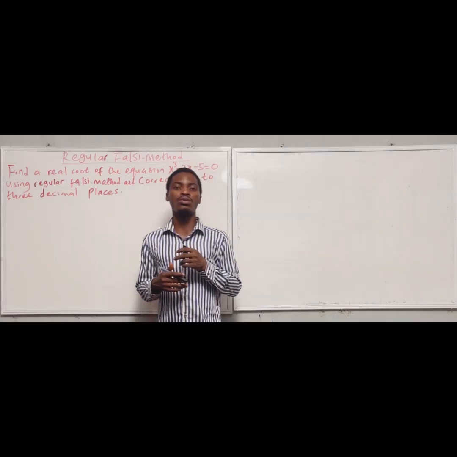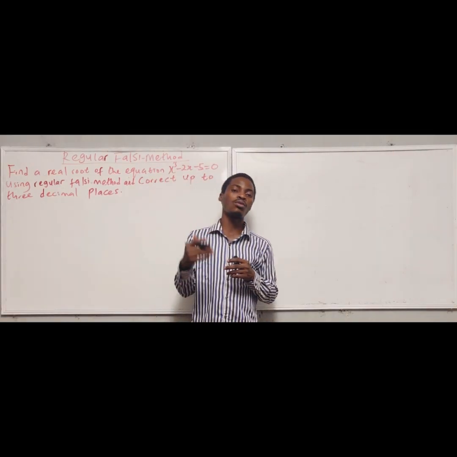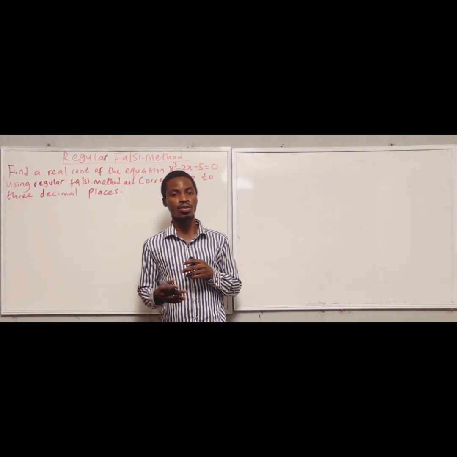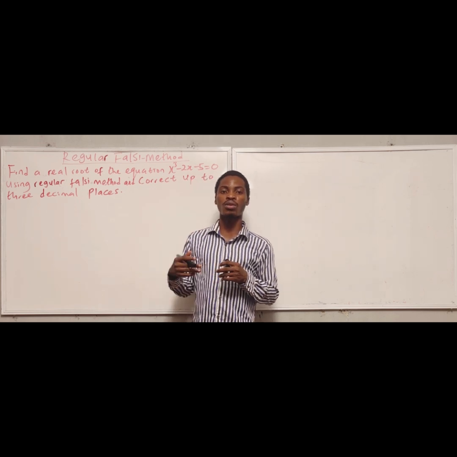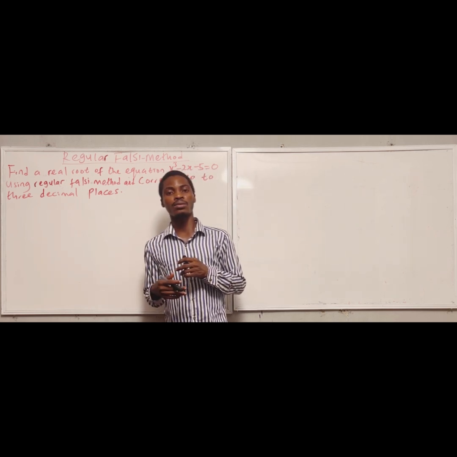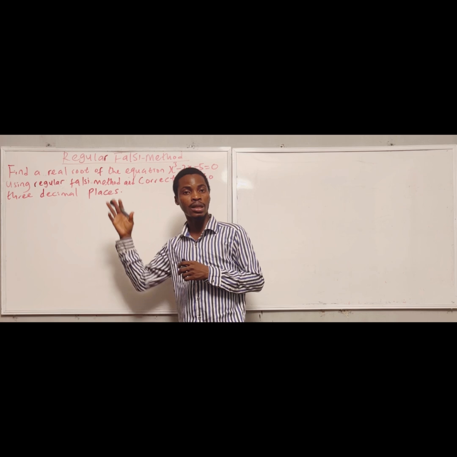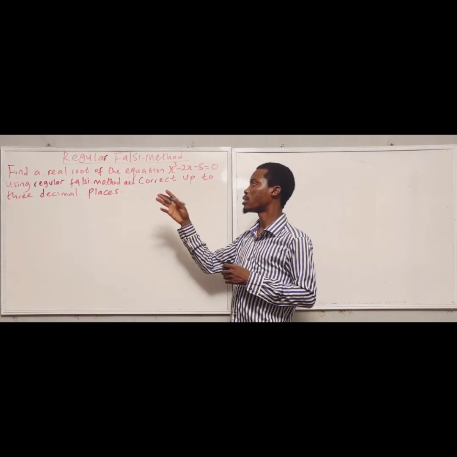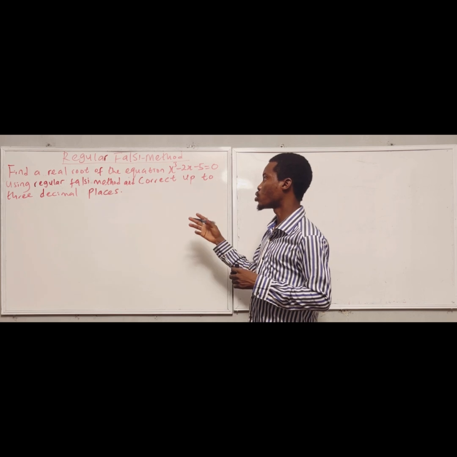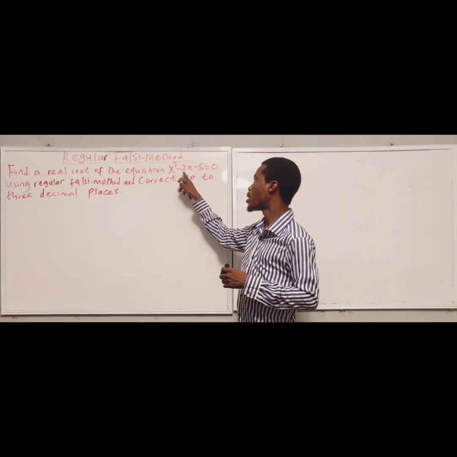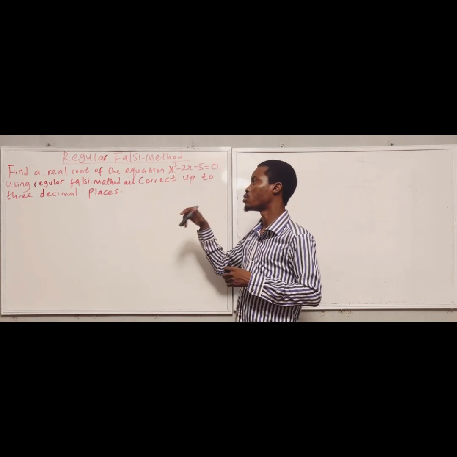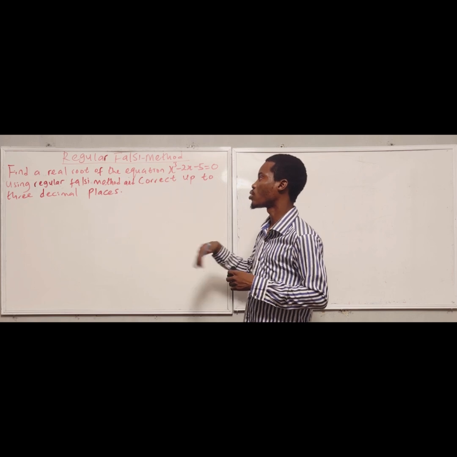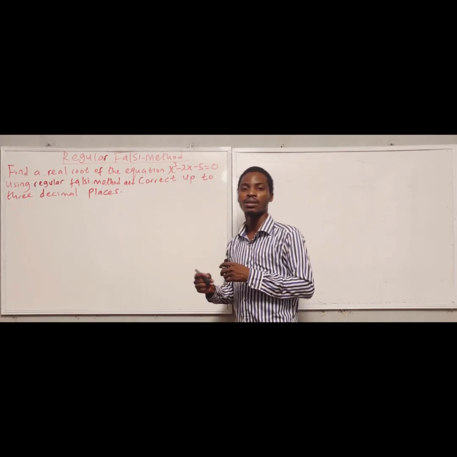In today's tutorial video, we are going to consider how to solve an algebraic equation, another method of solving algebraic equations, using the Regula Falsi method. We have a question here. Find the real root of the equation x to the power of 3 minus 2x minus 5 is equal to 0 using the Regula Falsi method and correct up to 3 decimal places.